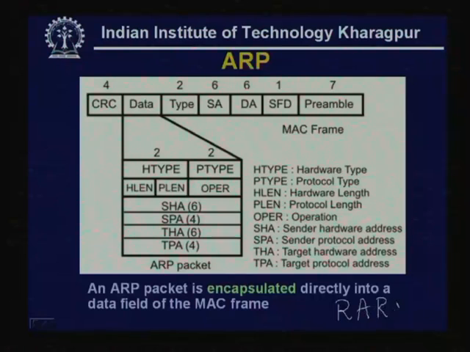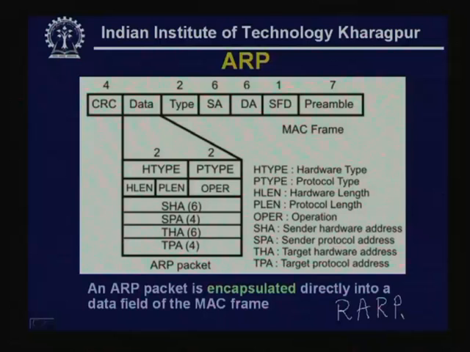In case of RARP, the physical address is known, but the IP address is not known. For example, this can happen in a diskless workstation. At the time of booting, it should know its IP address, although it knows its physical address. So, to know the IP address, it sends a request to the server, and the server sends a reply with the IP address. But presently RARP is gradually becoming obsolete. It is being replaced by another protocol known as DHCP. We shall discuss it later on.